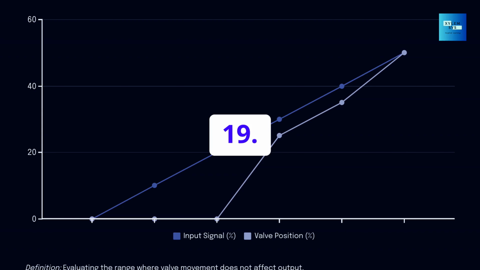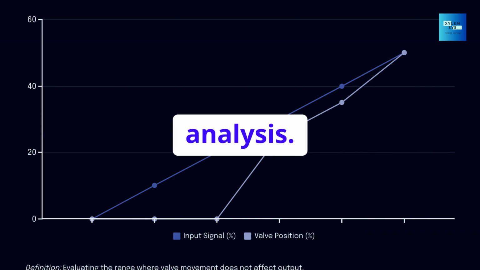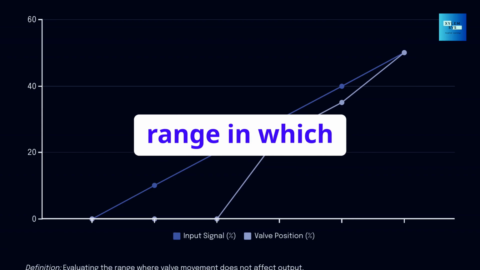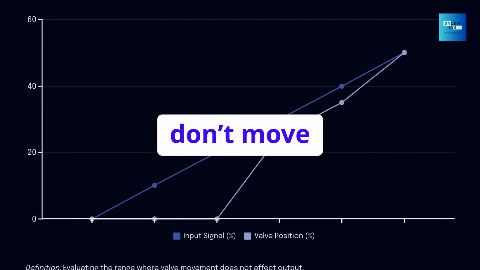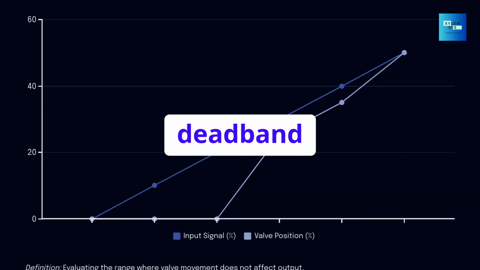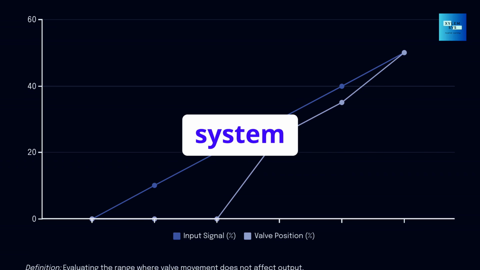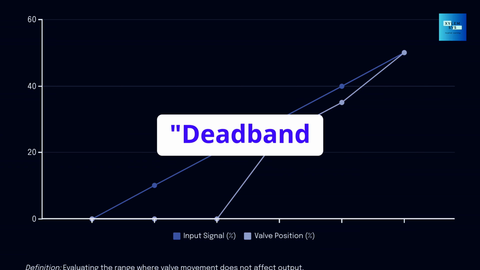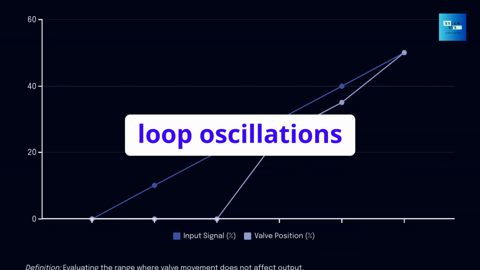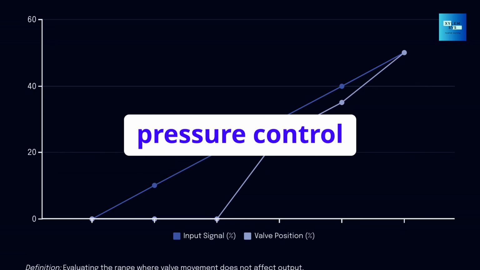19. Deadband analysis. Deadband refers to the range in which input signal changes don't move the valve. Analyzing deadband helps optimize control system responsiveness. Deadband analysis helped reduce loop oscillations in the reboiler pressure control system.